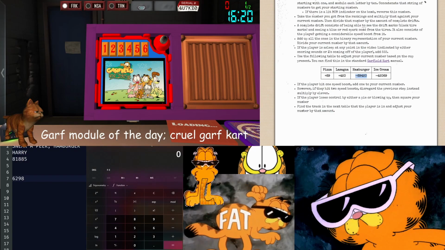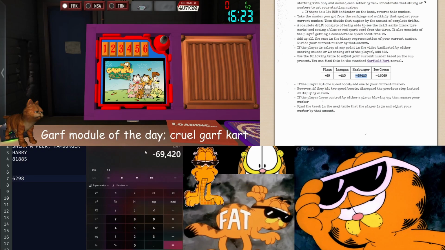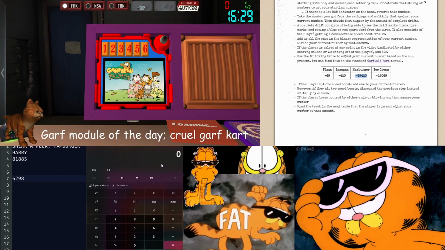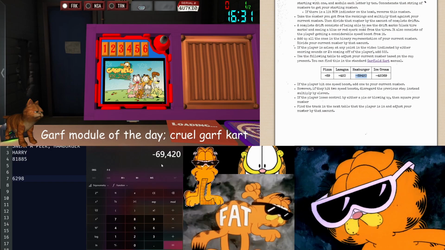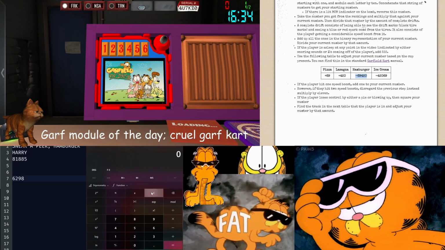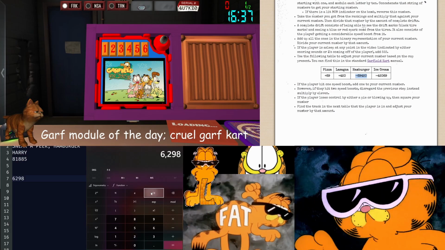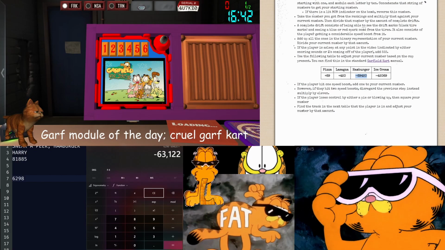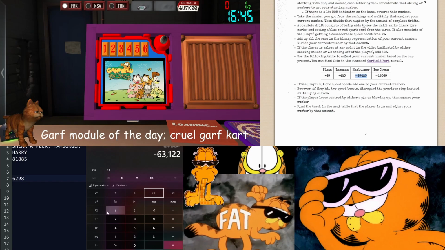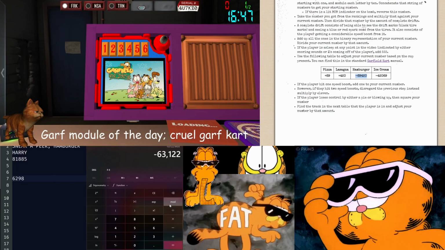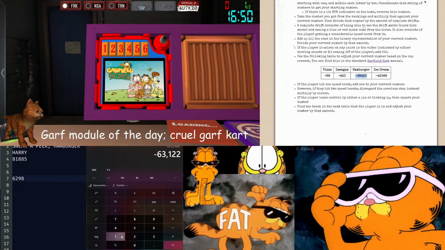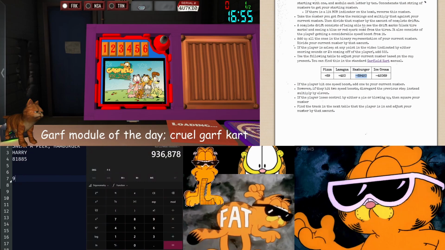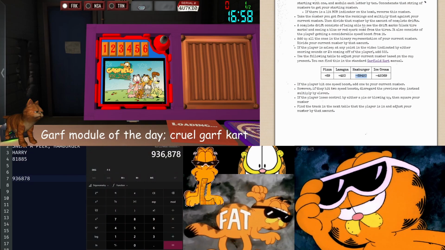So we're going to take 6298 minus this number. Control paste in this calculator is so scuffed. Minus 69,420. That gives us this number, and then we're gonna mod by 1,000,000, because we have encountered a number that's over or under the range. That gives us 930,878.